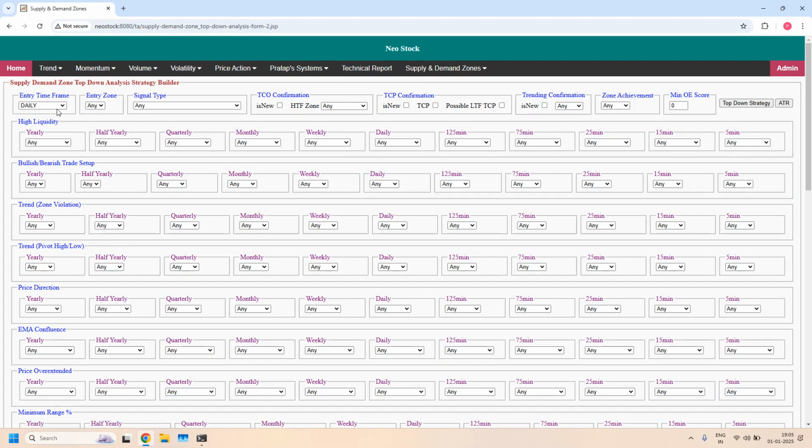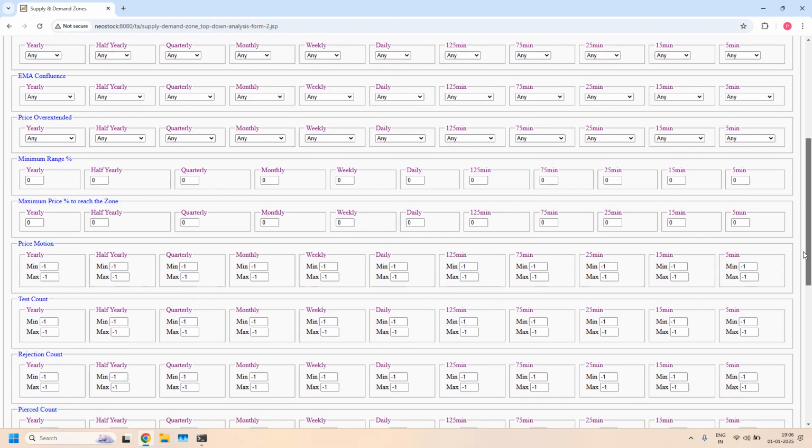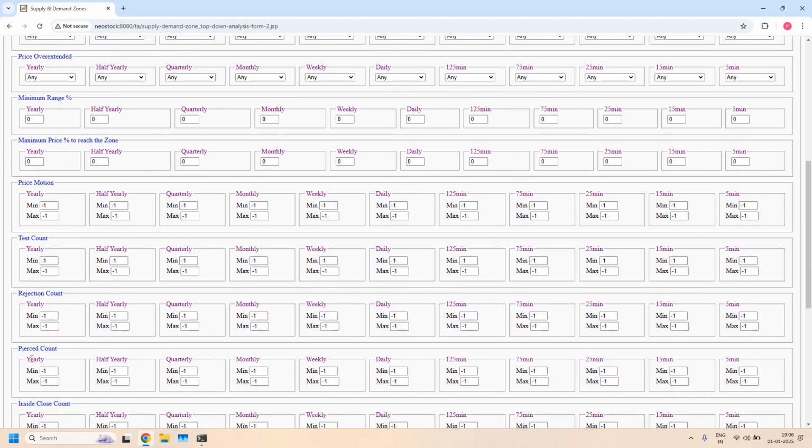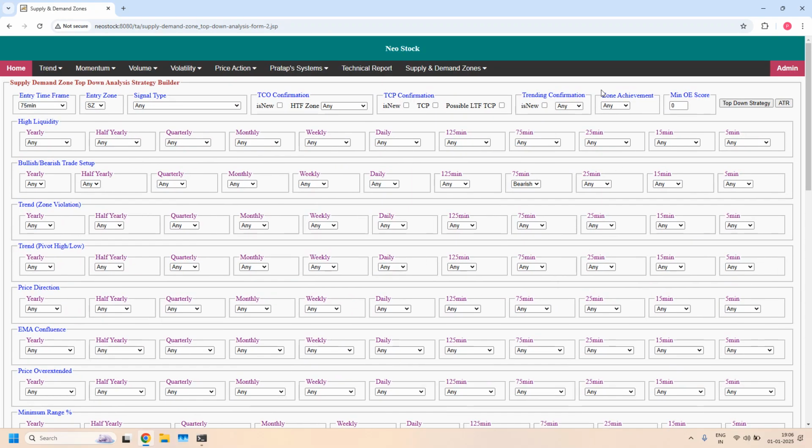Next, bearish trade setup, weekly income trade, entry time frame 75 minutes, entry zone supply zone. In bullish or bearish trade setup at 75 minutes time frame, I am selecting bearish. The 75 minute supply zone should not be pierced. So in the pierced count at 75 minutes time frame, minimum value I am setting 0, maximum value 0. That means the 75 minute supply zone is not pierced.